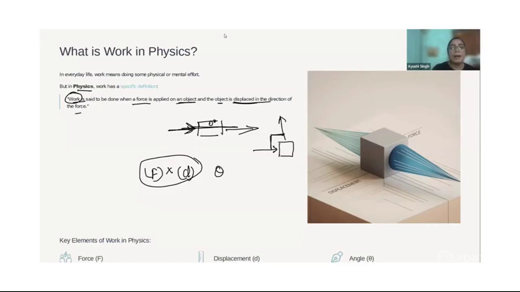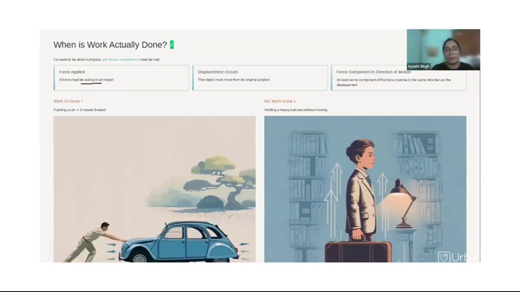Let's talk about when work is actually done. A force must be acting on an object, right? So you should be pushing, like here you are pushing the car, in a direction, maybe from forward or maybe from backward. Then the object should move from its original position. There should be a movement. If I'm sitting here and talking, that is not work, because I'm not moving. I'm not being displaced from one place to another.